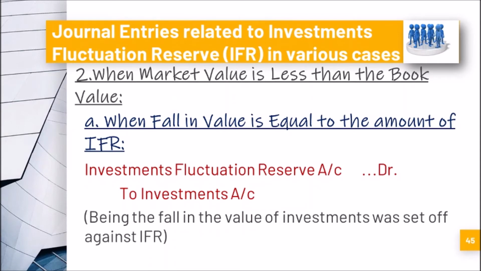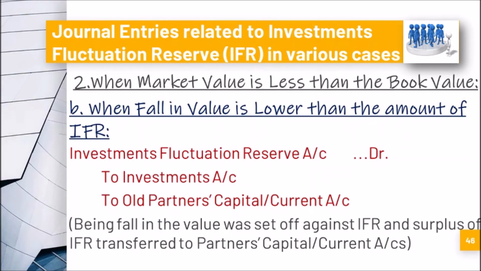The very first possibility, let's understand this. Investment fluctuation reserve account debit to investment account. Say for example you maintained the reserve for 30,000 and 30,000 is the fall in the value of investment. Alright, so in that case entire amount of reserve will be utilized for compensating the fall in the value of investment, and for the same the entry will be passed. Being the fall in the value of investments was set off against IFR.